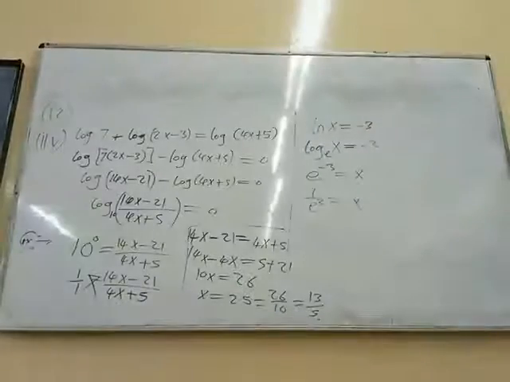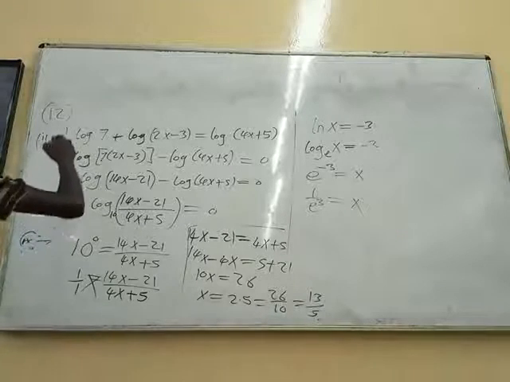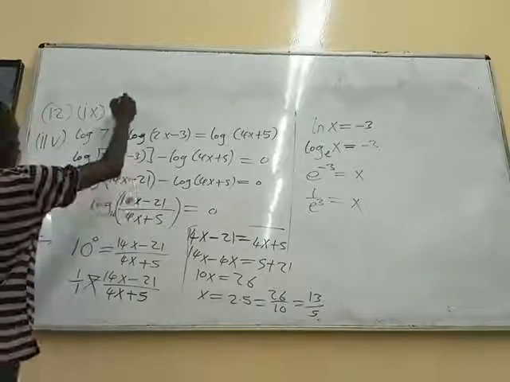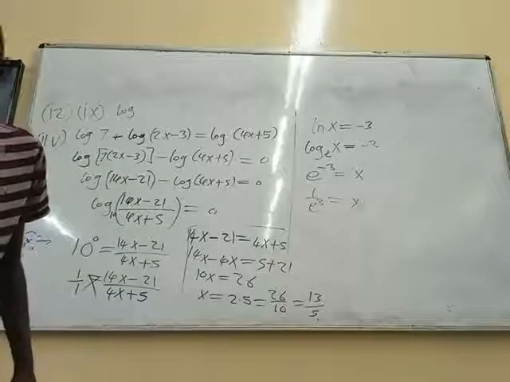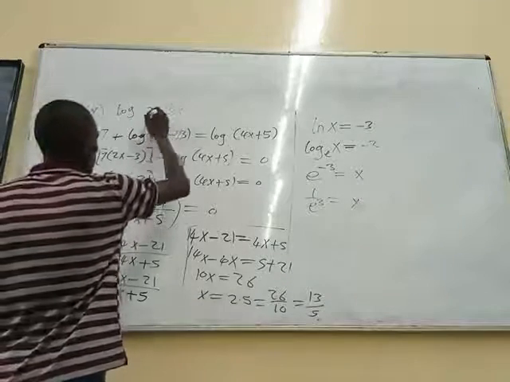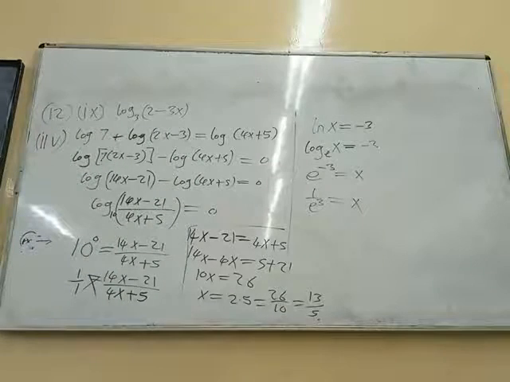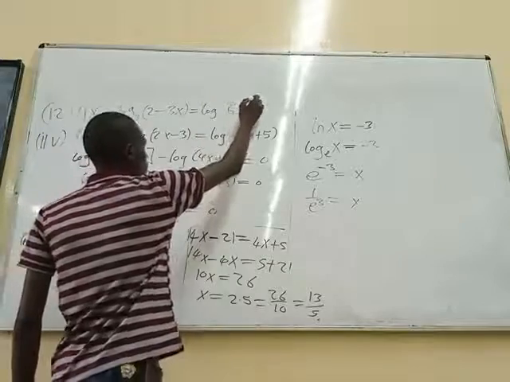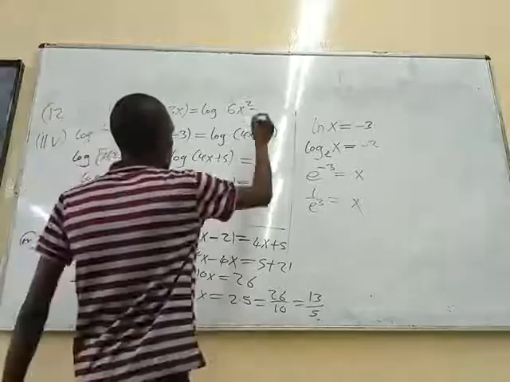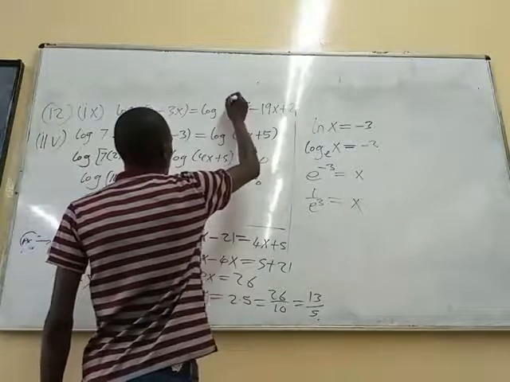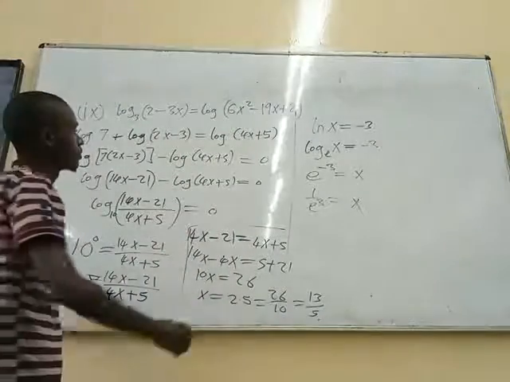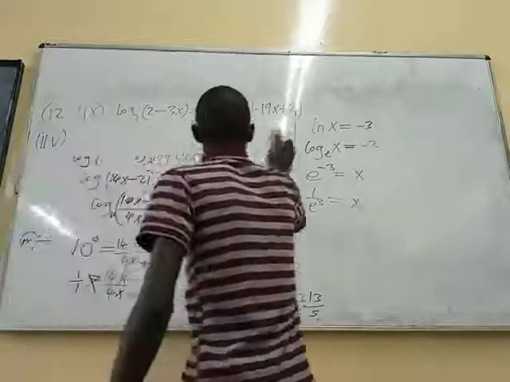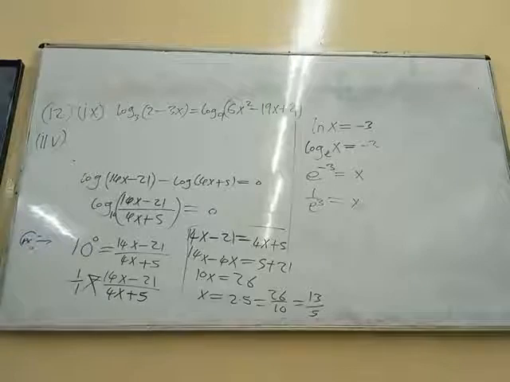Let me write question 9 on top in advance. So question 9 is: log of 2 minus 3x, and this is to the base 3, is equal to log, I mean log 6x squared plus x plus 2, then this is the base 9. I'm sure by now you finished copying.